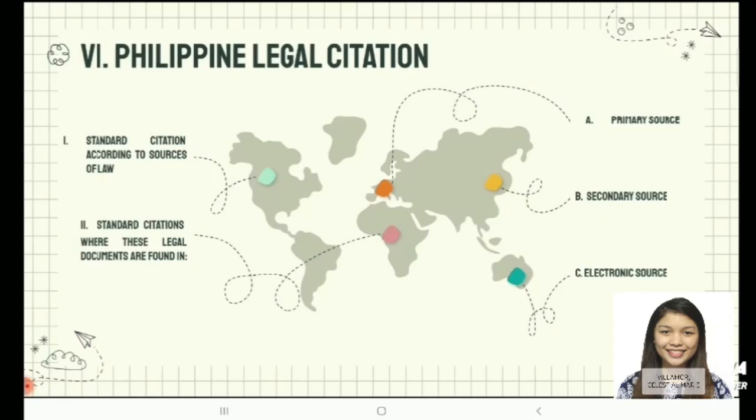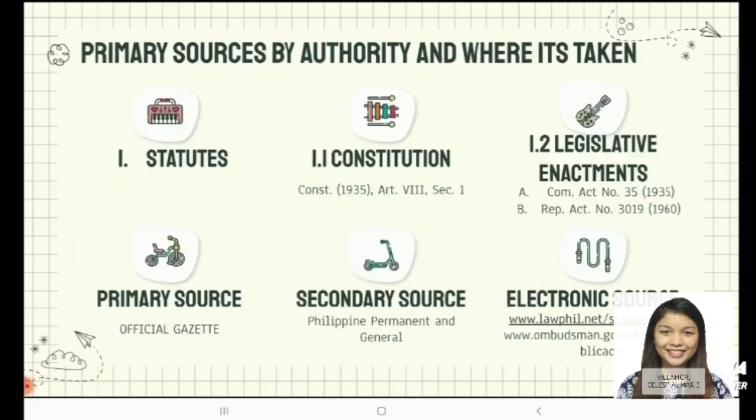So we have statutes. For statutes, we have the Constitution, and upon citing the Constitution, it shall be in a format reflected on the screen. Cited by reference to the article, comma, section, and the paragraph, the year is placed in parentheses.